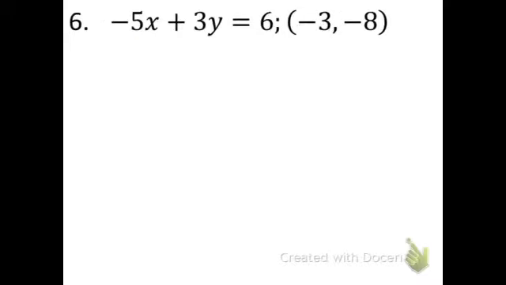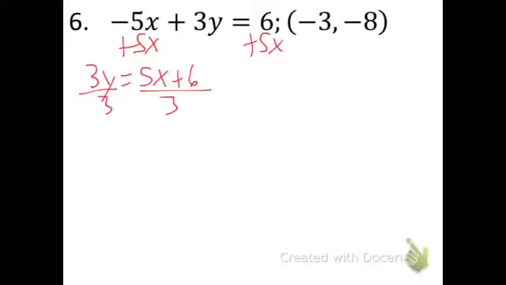Moving on to the next one, our y has a lot more with it, and so to get it by itself, we're going to have to add 5x to both sides. We're now at 3y equals 5x plus 6. I'm going to divide everything by 3 to get y equals 5/3 x plus 2. And so this is the original equation, that's this guy.